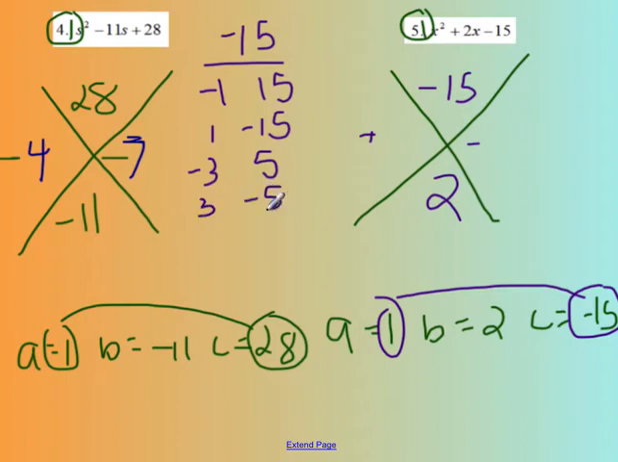Well, negative 1 plus 15 is 14. That doesn't work. 1 minus 15 is negative 14. That doesn't work. Negative 3 plus 5, well, that's going to give me 2. So I have plus 5 and then minus 3. And here's the great thing about doing the x. It doesn't matter what order you put the factors in. You could have put negative 3 here and positive 5 here. It does not matter what order you put that x in.